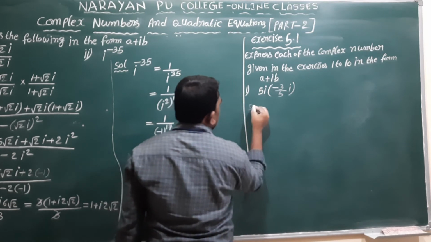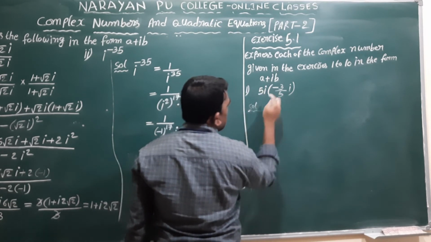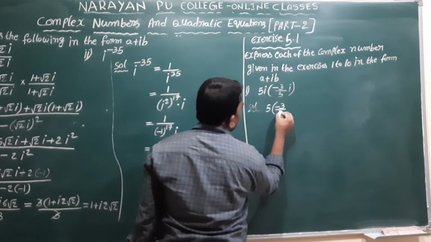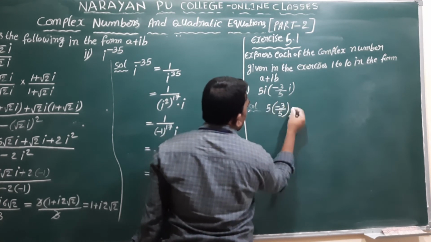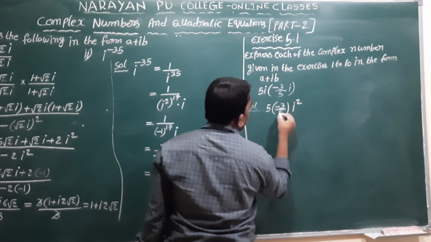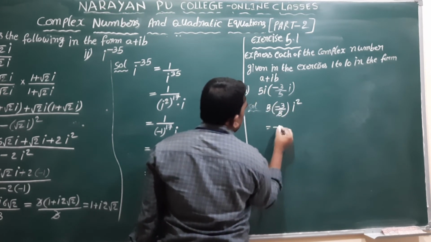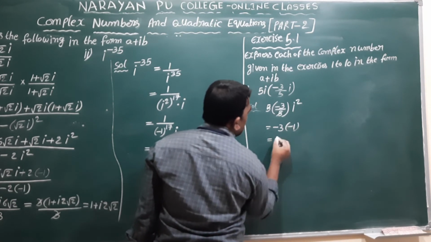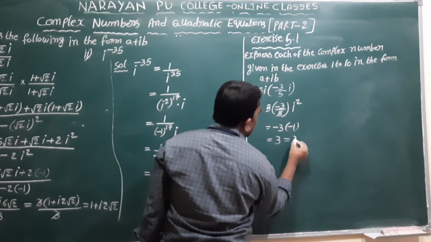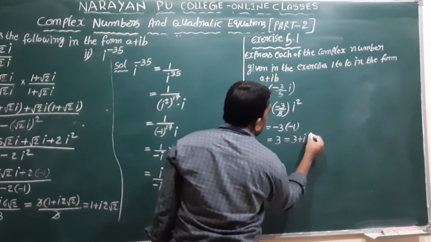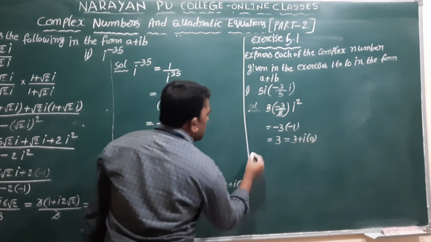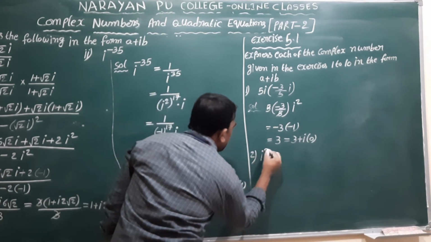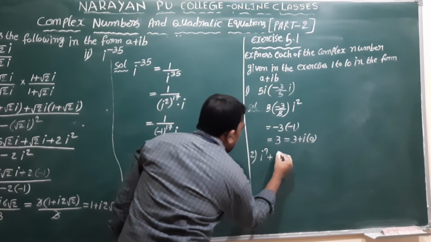So here it is direct multiplication. First, the real numbers multiply: 5 into minus 3 by 5, then i into i, which is i square. 5 over 5 cancelled, minus 3 into i square value is minus 1, so minus 3 into minus 1 is 3. This we can write as 3 plus i into 0.